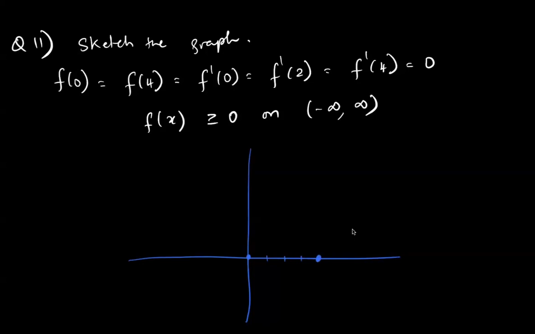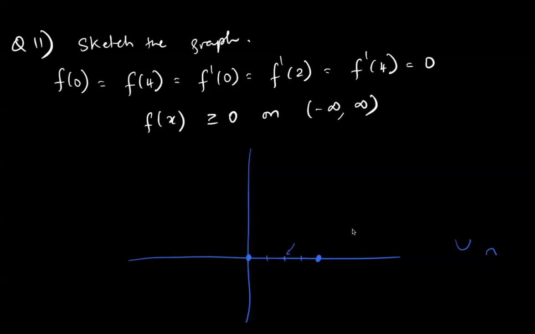Then f prime of 0 is 0. What it means is that at this (0, 0), your function is going to have a horizontal tangent, right? So basically, your function can go like this or it can go like that. So keep that in mind. Likewise, f prime of 2 is 0, so here also you're going to have a horizontal tangent. It also tells you that f of x is greater than or equal to 0 on the entire interval from negative infinity to positive infinity. That means the entire graph is above the x-axis.